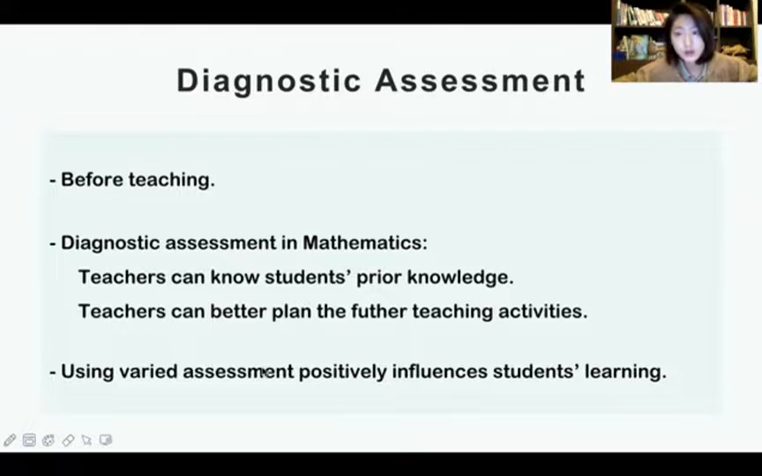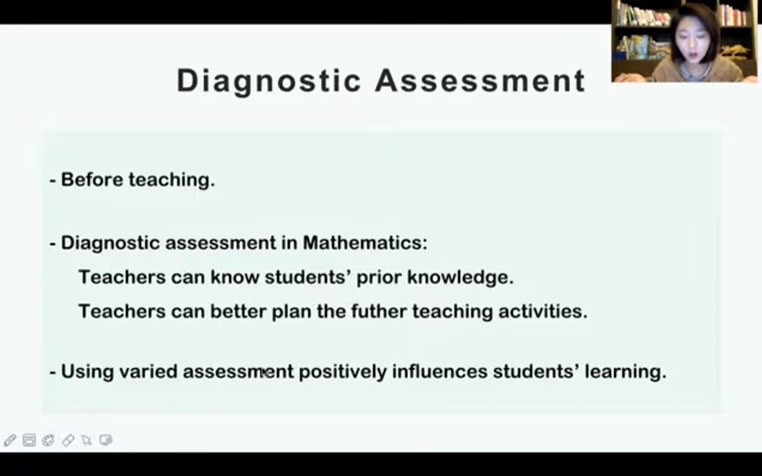So why do we need to use diagnostic assessment in mathematics teaching? Okay, so in math learning, knowing what students have already mastered is important. So it could save teachers time to teach the known knowledge, and teachers could better plan the future teaching activities.